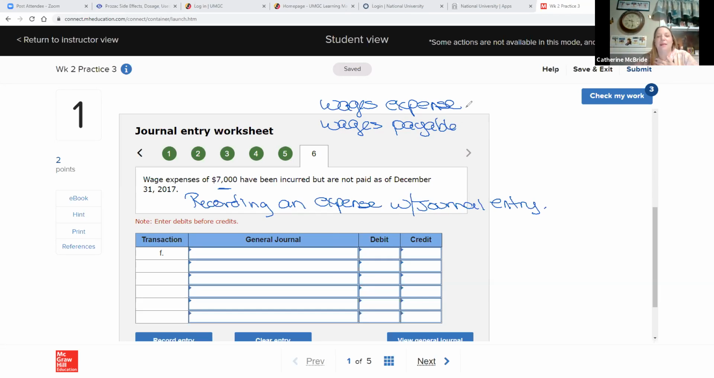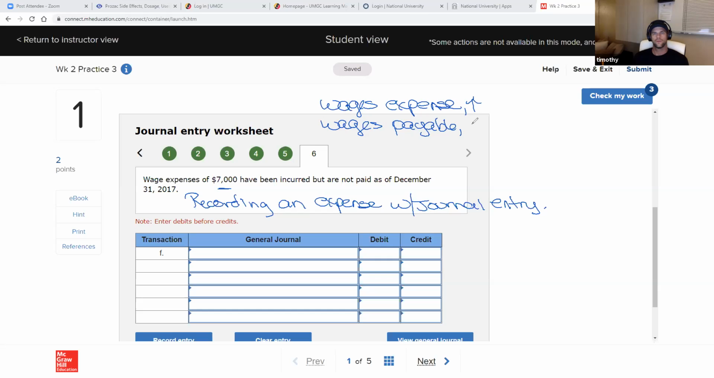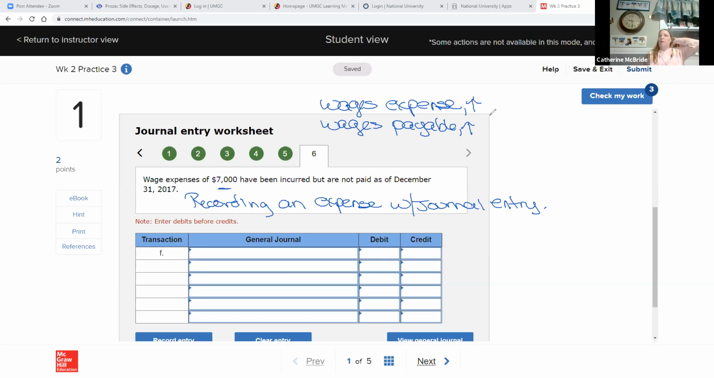Did wages expense increase or decrease? Increase. And what about wages payable? Did that increase or decrease? Decrease. Wait, did it? We're recording an expense that just hasn't been recorded before, and we're going to pay it later. So did wages payable increase or decrease? We have the expense, right? We're recording the expense. It's just like if we were recording it. You're talking about that week that they still owe you money for. Okay, got it.